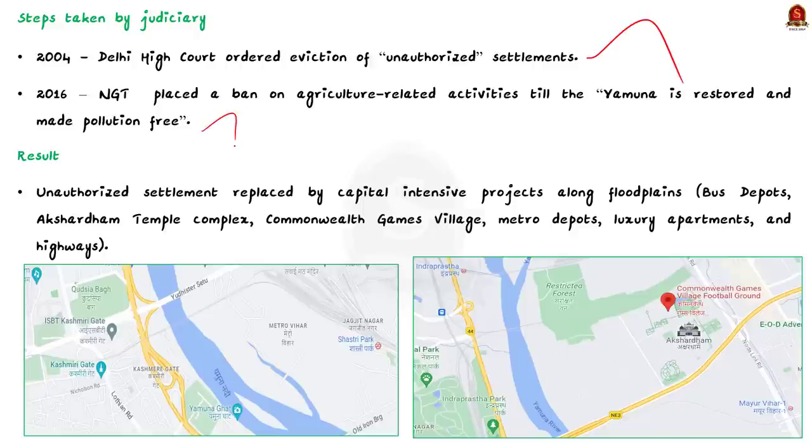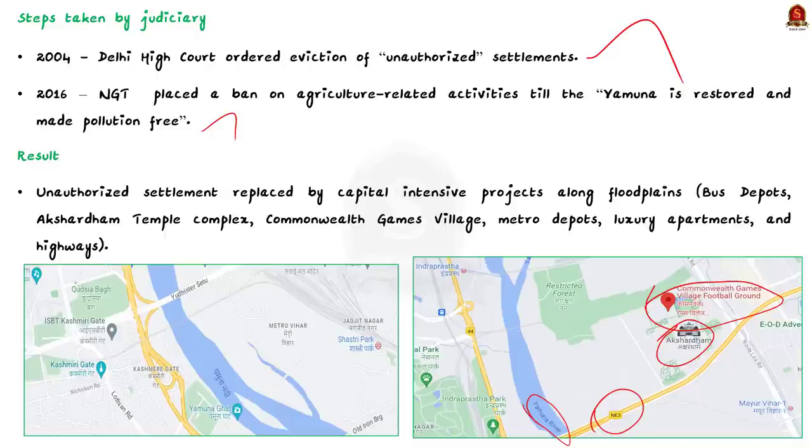Although the judiciary acted with right intentions, the clearing of unauthorized settlements and farming areas along the Yamuna floodplains resulted in the increase in capital intensive projects along the floodplains, which are more dangerous to the Yamuna floodplains. Bus depots, Akshardham temple complex, Commonwealth Games Village, metro depots, luxury apartments and highways were constructed along the Yamuna floodplains. This is how human settlement emerged along the floodplains.